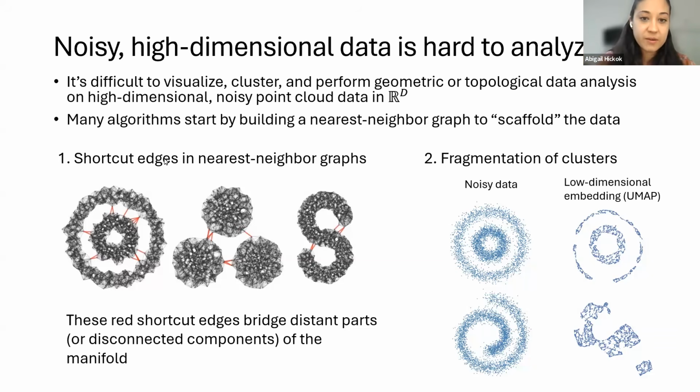So here I'm just showing some toy examples on the left, noisy data in high dimensional space. And on the right, I'm showing what happens when I apply a very popular nonlinear dimension reduction algorithm, UMAP, to this data, and we can see that UMAP is accidentally splitting apart that outer circle and also splitting that Swiss roll into two pieces by accident. So these are two common problems with high dimensional data.